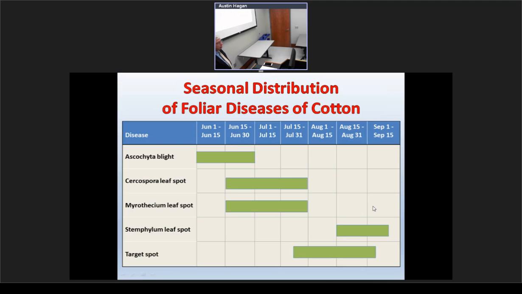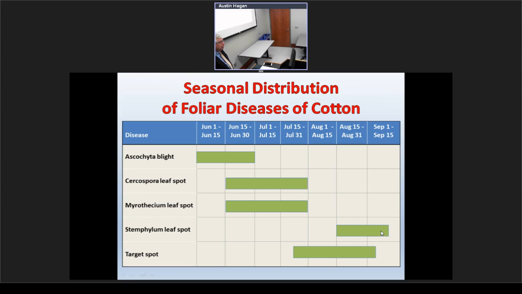So this is just kind of a seasonal distribution of the diseases in cotton. Ascochyta is usually early in the season. Cotton maybe up to maybe a foot tall. Then that disease tends to drop off. Then you might pick up Cercospora and Myrothecium really around the time that the cotton is starting to lap the middles, but I really don't see it any later than that.